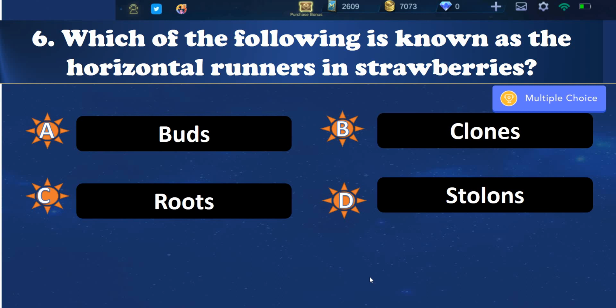Number 6 question. Which of the following is known as the horizontal runners in strawberries? A. Buds, B. Clones, C. Roots, D. Stolons. Go. Okay, time is up. The correct answer for number 6 is letter D, stolons.